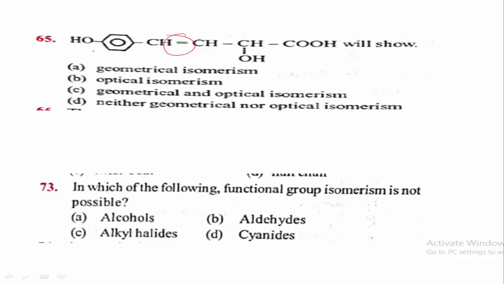First you observe: the double bond containing carbon atoms contain 4 different groups around it. Therefore, it shows geometrical isomerism first. And it shows optical isomerism also, because of the presence of a chiral carbon atom.